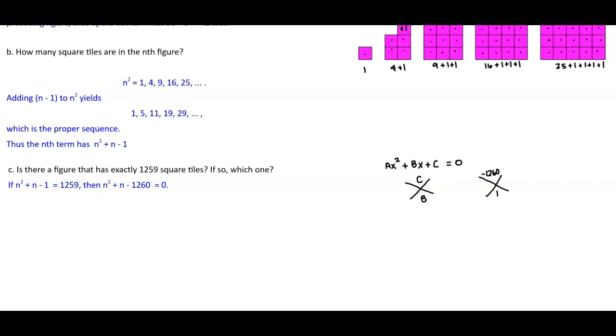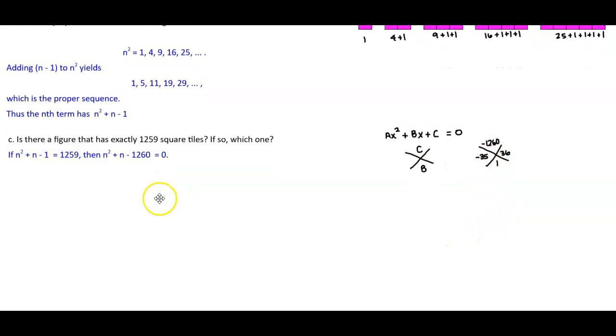So we need to find two numbers that when we multiply them together give us negative 1,260, and when we add them together give us a positive 1. Well, the two numbers are negative 35 and positive 36. Negative 35 times positive 36 gives us negative 1,260. When we add them together, it gives us positive 1. So now we're going to write it in factored form. So that means we're going to end up getting n minus 35 times n plus 36, which is equal to 0.